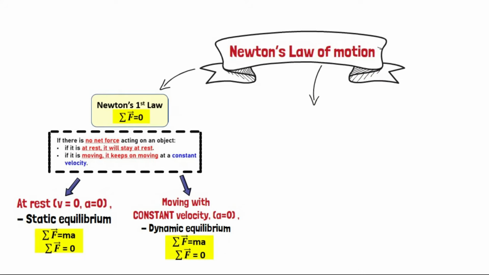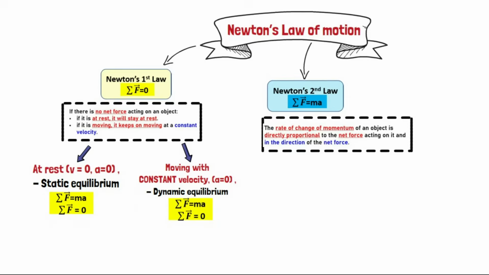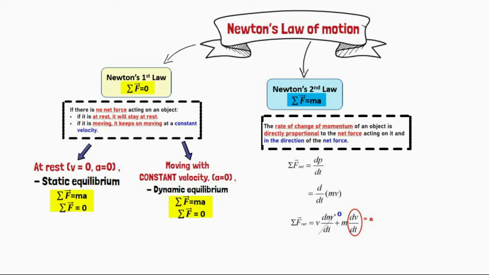Sekarang, Newton's second law, where total F equal to MA. So, kita recall balik Newton's second law state that the rate of change of momentum of an object is directly proportional to the net force acting on it and in the direction of the net force. So, di sini saya tunjukkan secara ringkas the derivation of the equation. And finally, kita akan dapat total F is equal to MA.